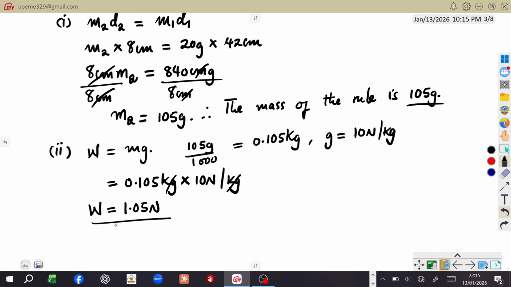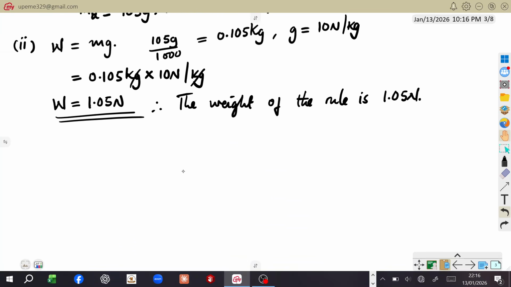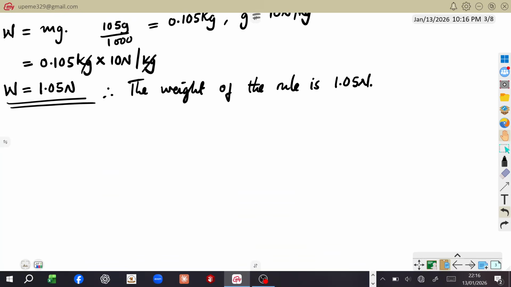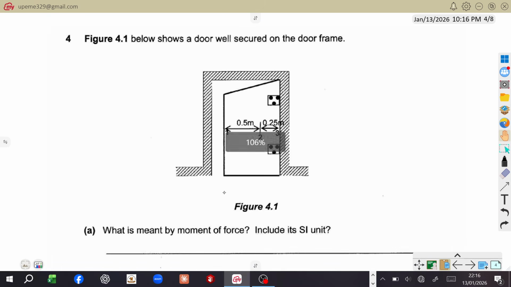So even here you can say, therefore, the weight of the rod is 1.05 newtons. Just like that, you are done with this question of yours. You can look at another one. This was interesting, the way they brought this question.